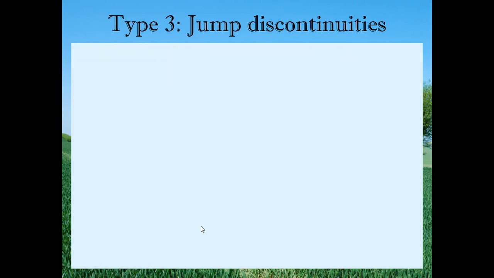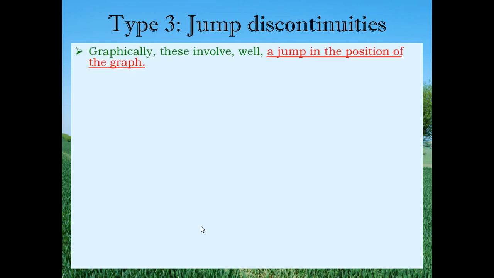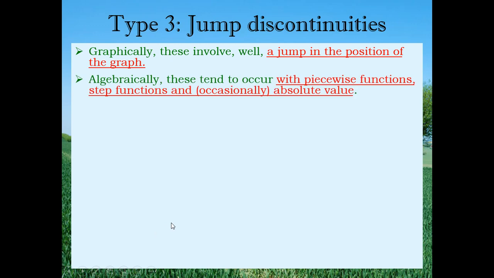Finally, jump discontinuities, as you might have guessed, is where there's a jump in the graph. Algebraically, these tend to happen with piecewise functions, step functions, and it can happen also with absolute value functions. Take a look. So example, f of x equals the greatest integer of x. Remember that double bracket means greatest integer, also called a step function.